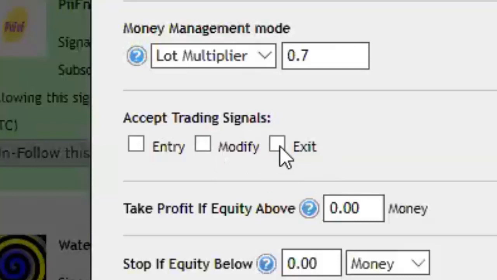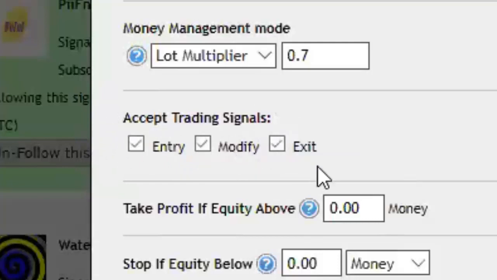If you would like to exit the trade yourself instead of copying the exit strategy of TP or SL of the signal provider, you can also uncheck exit. So everything unchecked means that you would like to do the trading basically yourself. Perhaps you have copied in the initial pairs, but you would like to modify the trades, TP/SL, and exit the trades yourself. So up to you, right?